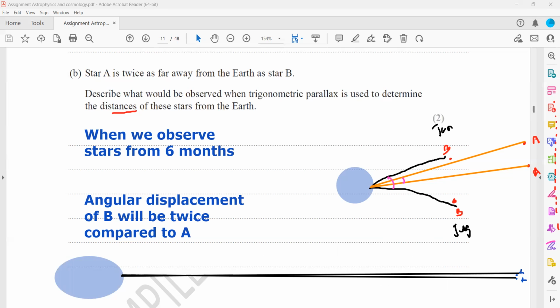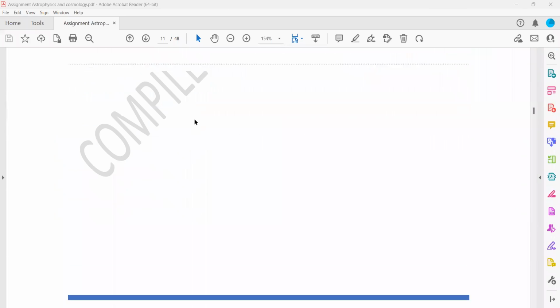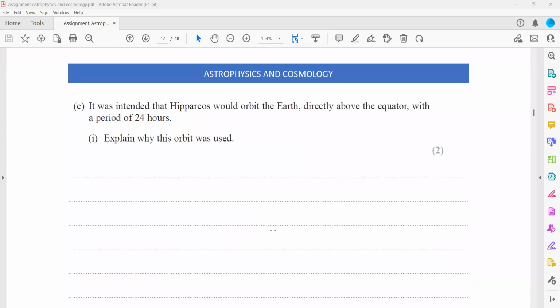Is this part clear? In part C, it was intended that Parker would orbit the Earth directly above the equator with a period of 24 hours. Why was this orbit used? When we are observing, why do we specifically use this orbit?